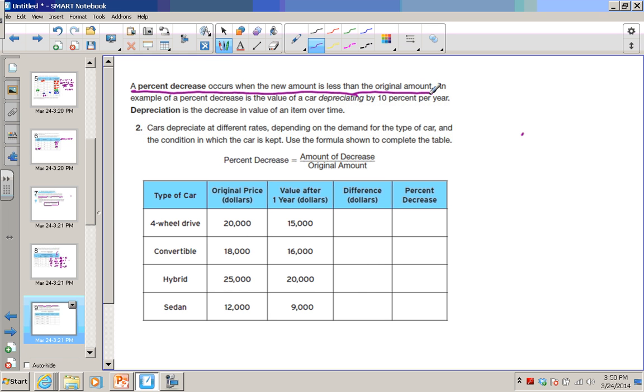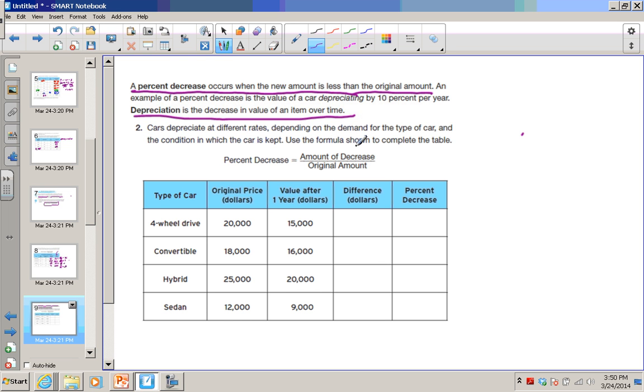An example of a percent decrease is the value of a car depreciating by 10% per year. So depreciation is the decrease in value of an item over time. So you should know that a car is going to lose value as it gets older and older.